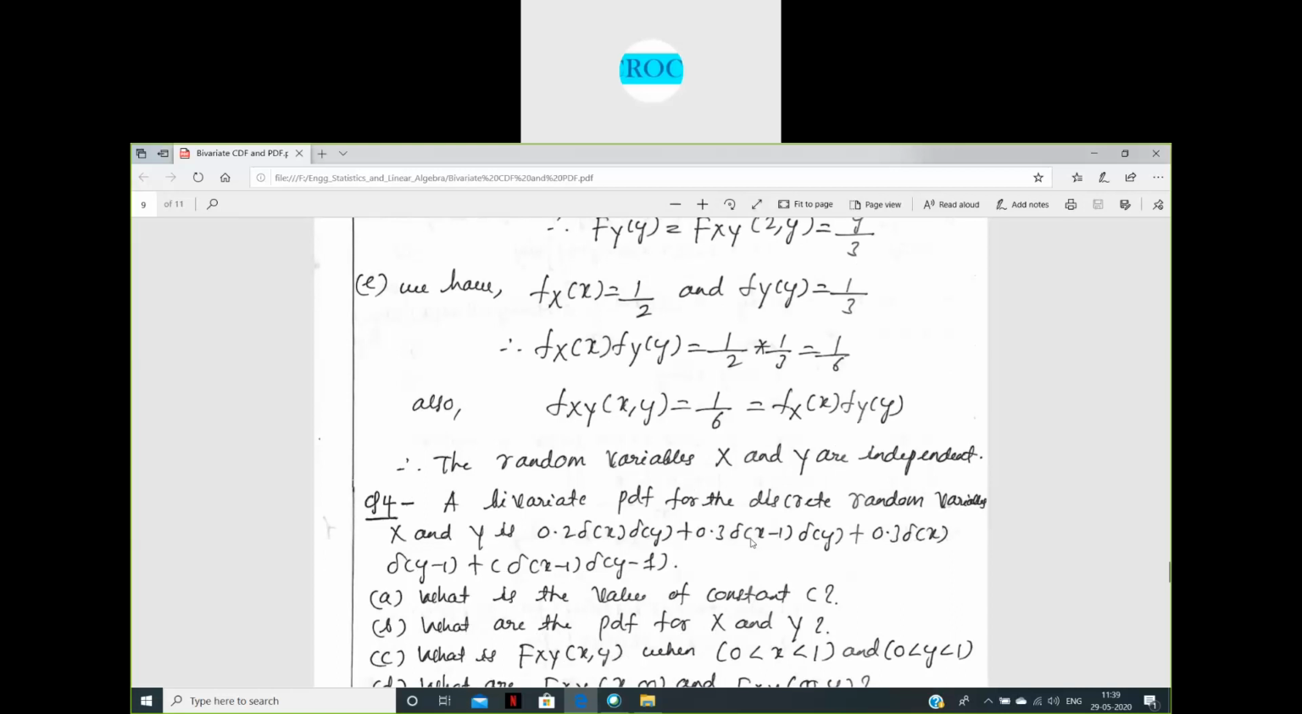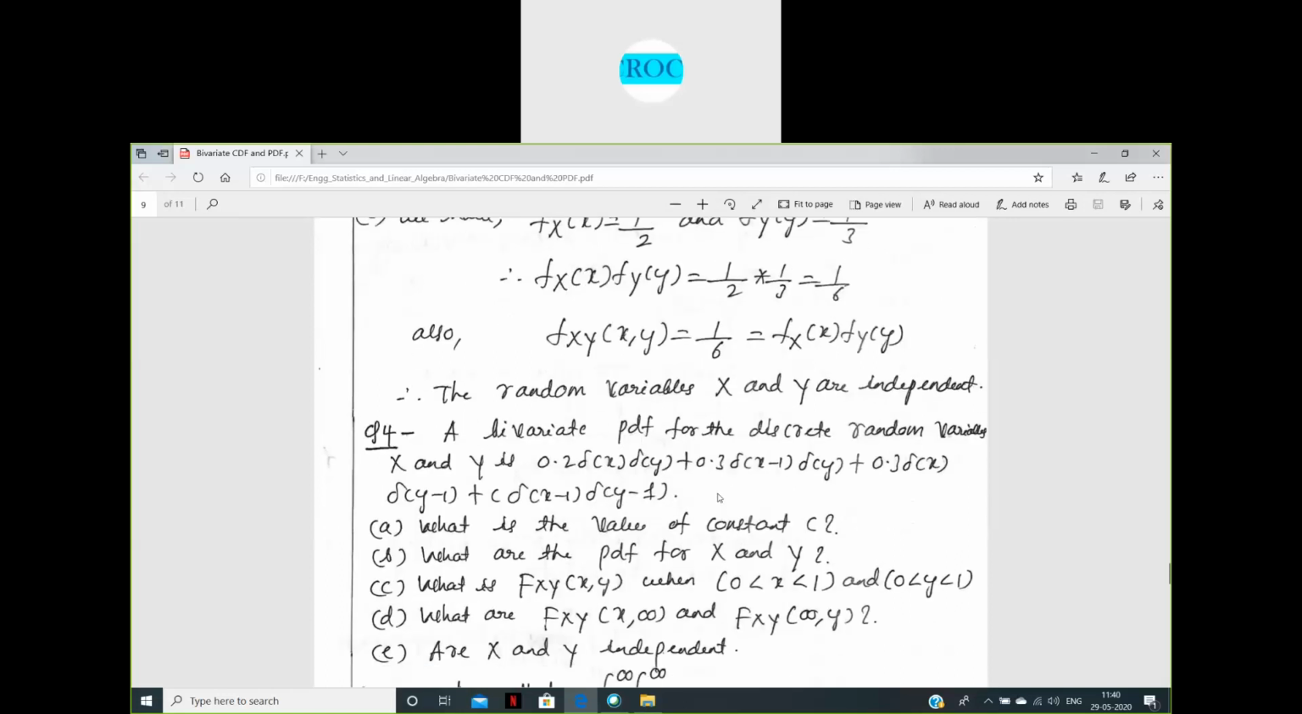The next problem, what we have is a bivariate PDF for the discrete random variables x and y given by 0.2 delta x delta y plus 0.3 delta x minus 1 delta y plus 0.3 delta x delta y minus 1 plus c delta x minus 1 delta y minus 1. Now in this statement, a bivariate PDF is given and the expression for that one is this, and this is the expression for a bivariate PDF.